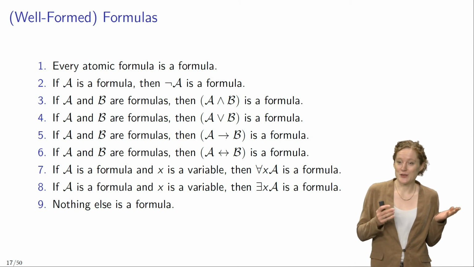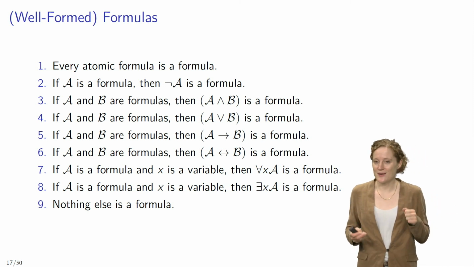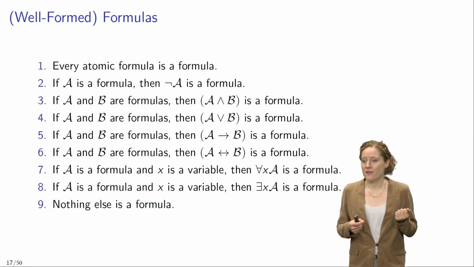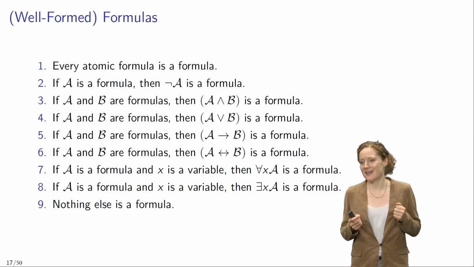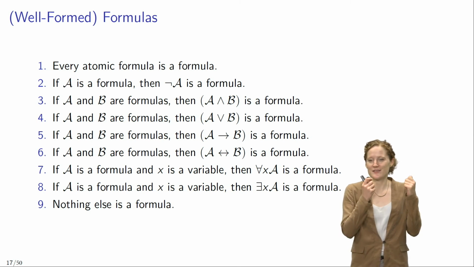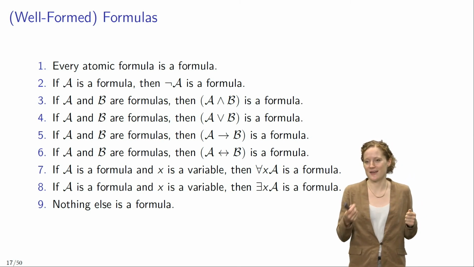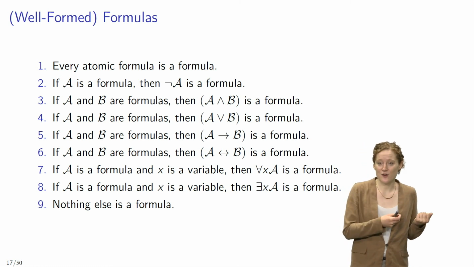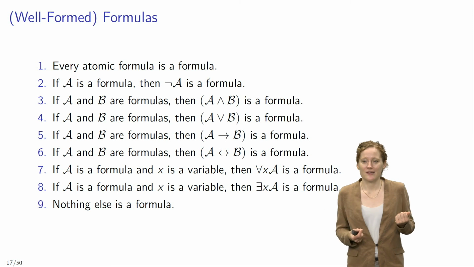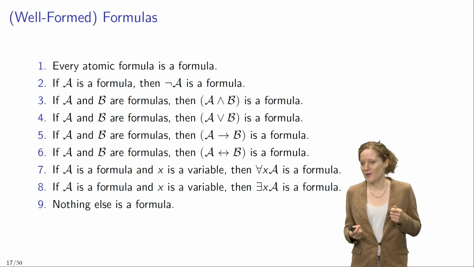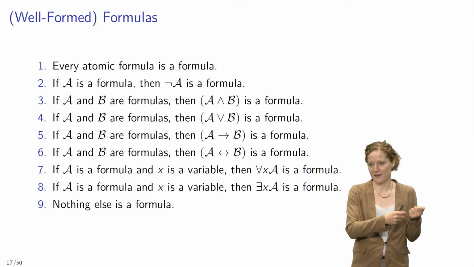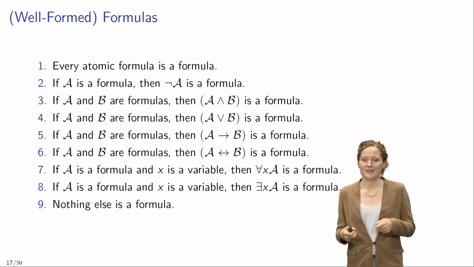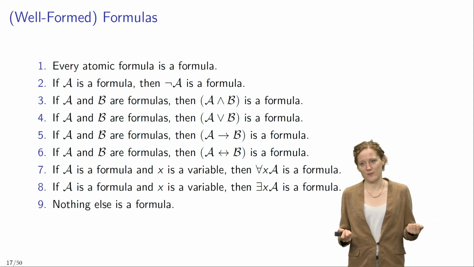Now we move on to quantifiers. So if A is a formula and x is a variable, then the result of prefixing A with the universal quantifier and the variable x is a formula. And similarly, if A is a formula and x is a variable, then the result of prefixing A by means of the existential quantifier and a variable x also is a formula. And nothing else is a formula.